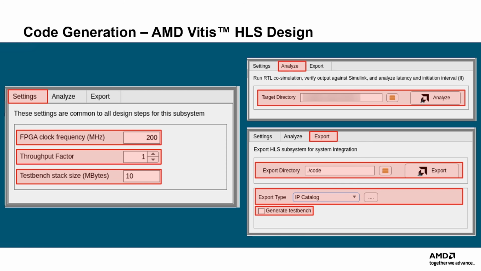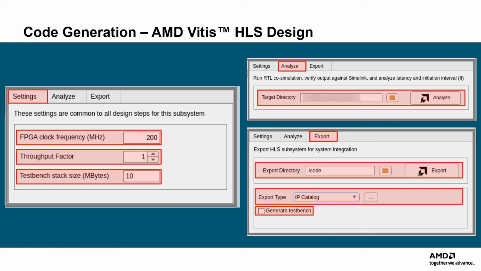The Settings tab includes the following options. FPGA clock frequency. This specifies the speed at which the device operates. It is specified in megahertz and passed on to the downstream tools for implementation. Throughput factor. This determines the number of samples processed per clock cycle. A higher factor increases hardware resource usage, but also increases the overall processing speed. Test bench stack size. This determines the amount of memory allocated for test bench execution. If the default stack size is insufficient, you can increase it to prevent a segmentation fault error during execution.